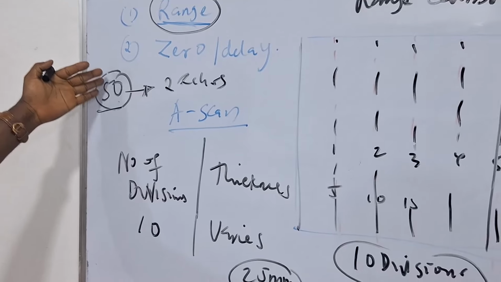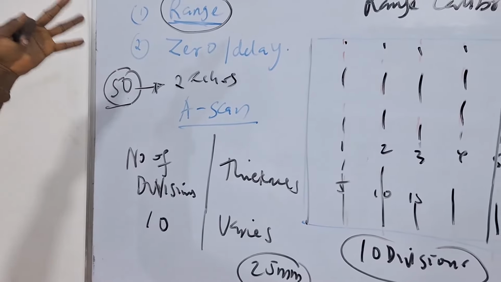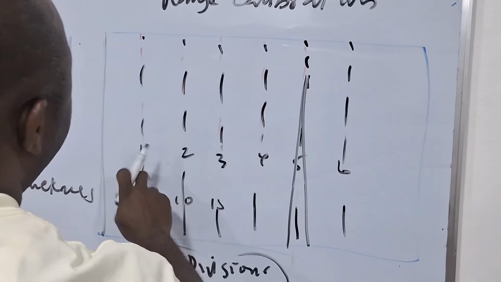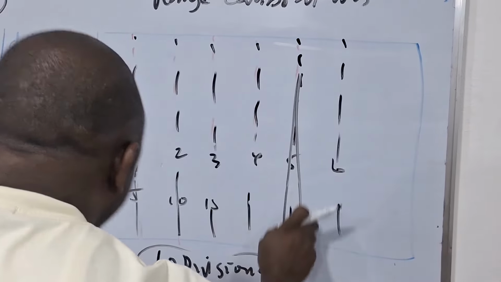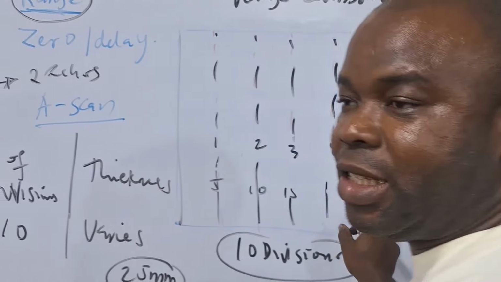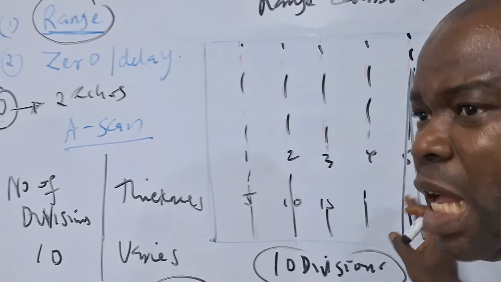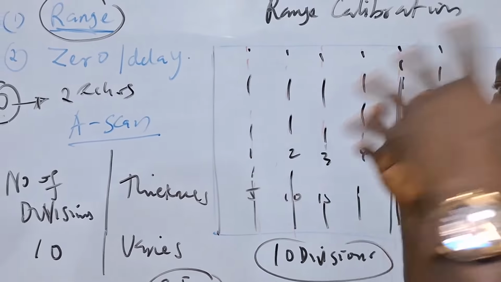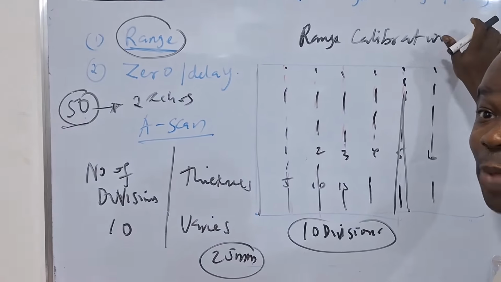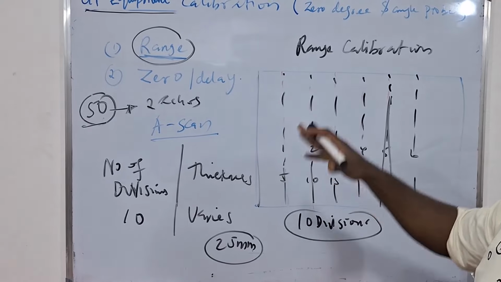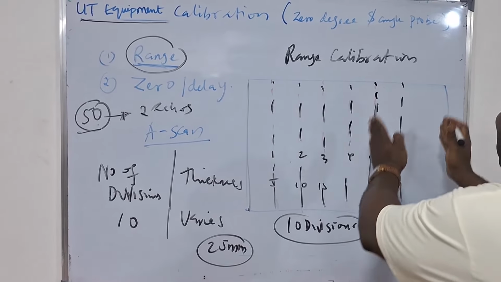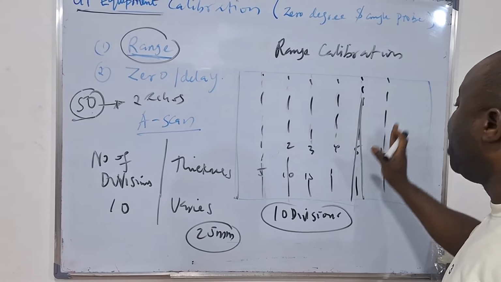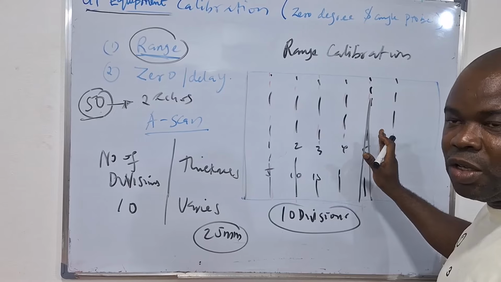For your machine to be calibrated accurately, it means your first echo should be at 1, 2, 3, 4, 5, in the 5th graticule. This is very, very important. For an experienced UT technician, you don't even need to look at the values that your machine is giving you to know that the calibration is correct. Merely looking at the placement of your echo, you can automatically know that your machine is accurately calibrated.